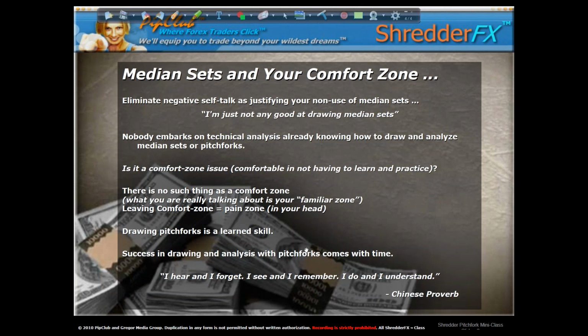Median sets in your comfort zone. Right now, you need to eliminate your self-talk as justifying your non-use of median sets. I'm just not any good at drawing median sets. Well, you're not going to succeed in any other business either because you're giving yourself law of attraction to the negative. And you have to go through the self-growth and understand you can't have negative self-talk.